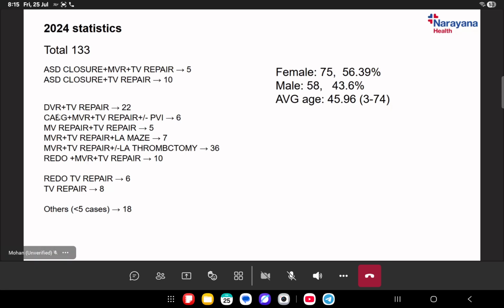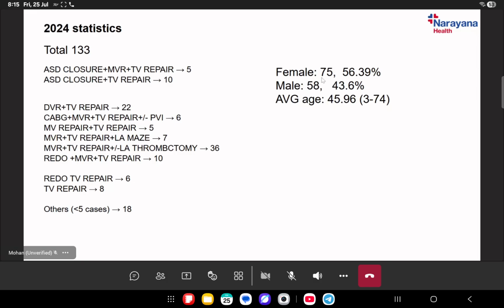So in secondary TRs we have DVR TV repair, CABG with MVR TV repair plus PVA. All these will make up the major proportion, and isolated tricuspid repair surgeries are very few in number, where some TRs which were left during previous left heart surgery will come back for tricuspid valve surgery, which are redo TV repairs at 6, and then primary TV repairs for other causes at 8.